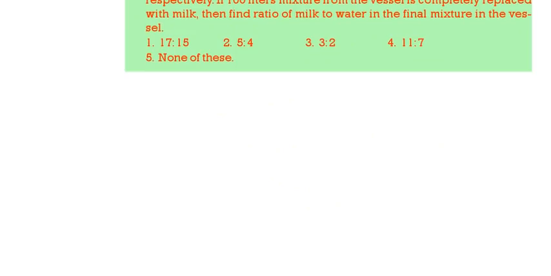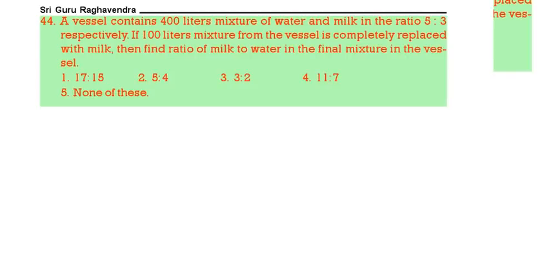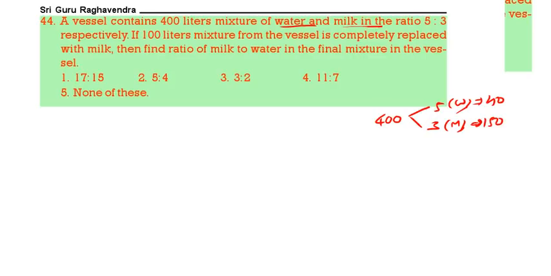Next question. A vessel contains 400 liters of water and milk in the ratio of 5:3. Out of 400, 5:3, water and milk, 8 parts. So water will be 250 and milk will be 150. Then if 100 liters of the mixture is replaced with milk, that means we are removing 100 liters of mixture and completely replacing it with milk. Now milk is equal to 150 minus 100 into 3 by 8, since milk is 3, it is 3 by 8.